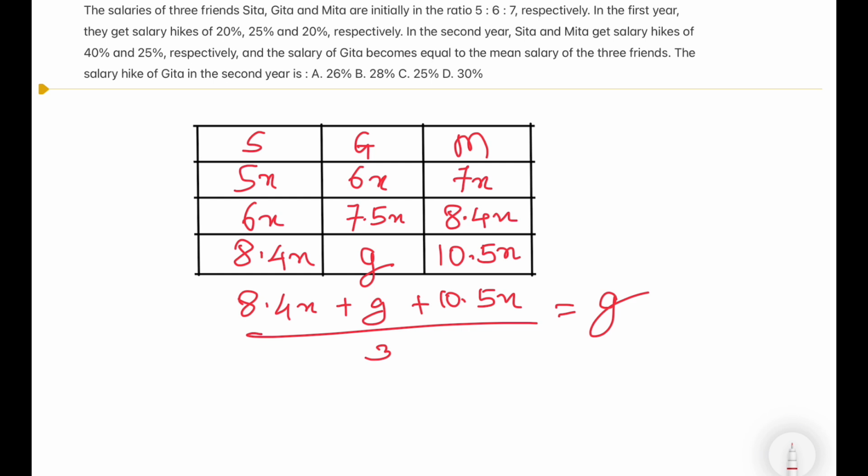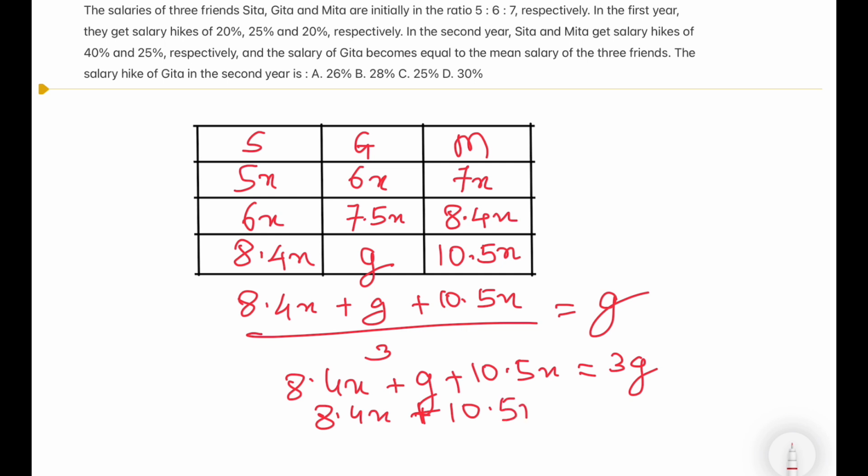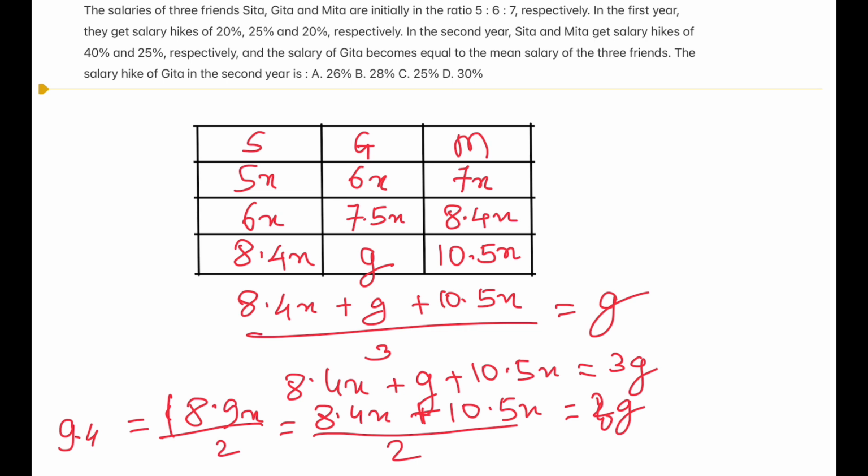If I just take the 3 to the right-hand side, I will get 8.4x plus G plus 10.5x is 3G, or basically 8.4x plus 10.5x is equal to 2G. If I divide by 2 on both sides, I get Geeta's salary as simply (8.4x plus 10.5x) upon 2. That will be 18.9x divided by 2, which is 9.45x. So now we have found Geeta's final salary, 9.45x.